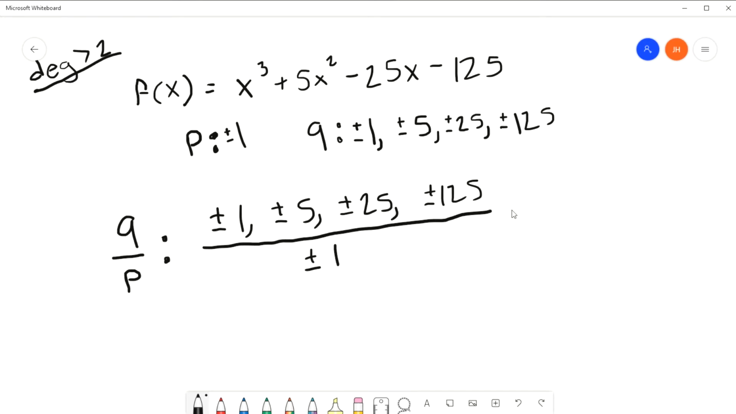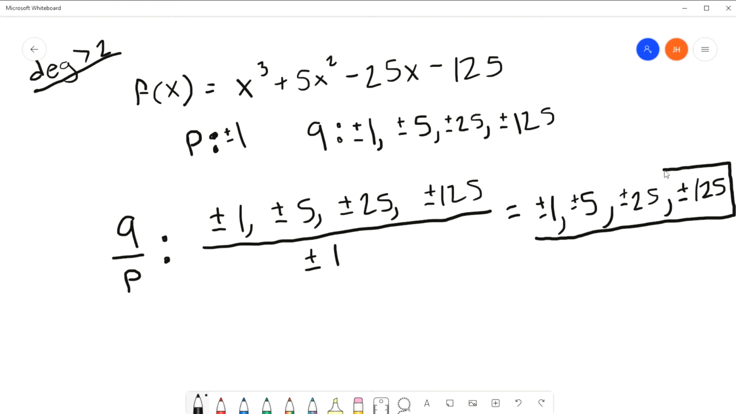And I say, okay, so what are all of the possible combination outcomes of these, right? Well, 1 divided by 1 would be 1, but I'm going to keep the plus or minus. 5 divided by 1 would be 5. 25 divided by 1 would be 25. You kind of get the idea. And 125 divided by 1 would be 125. So what this has just created is a list of, this is actually 8, because I have plus or minus on all of them. This is 8 different possible zeros for my polynomial.